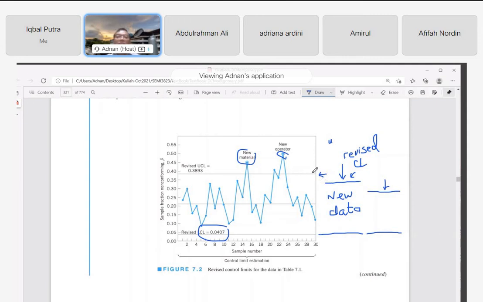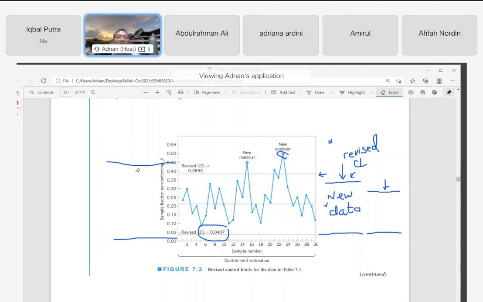Sorry, this one came from here, from the larger data. The data was larger. So after this one is removed, you get this line. And then you collect new data. Sorry, this is not a good example. This is not a good explanation here.